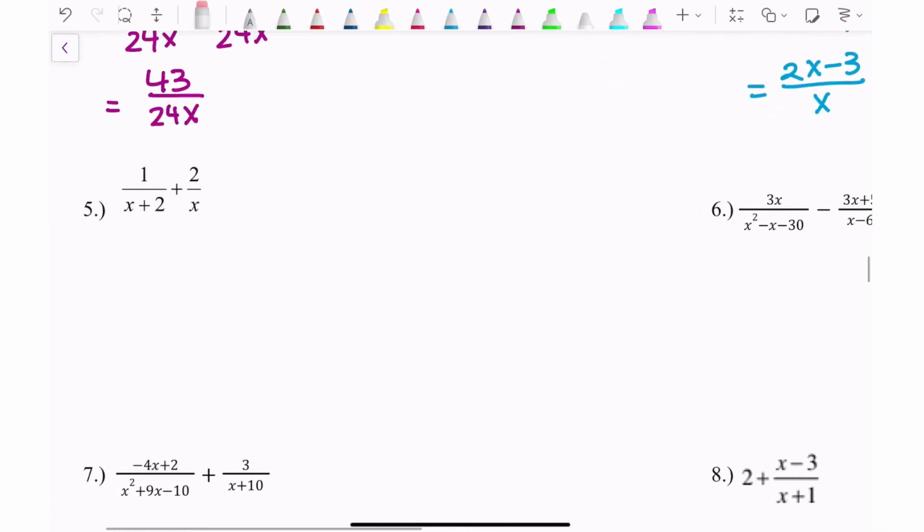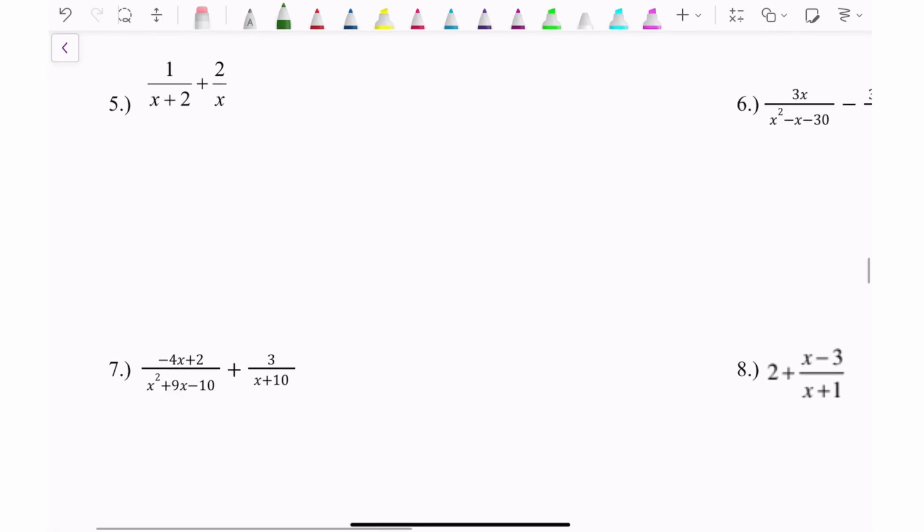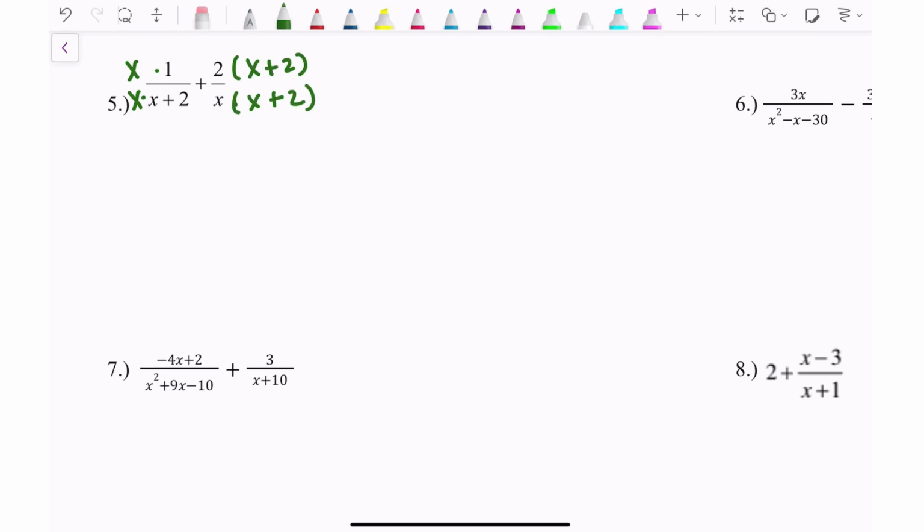All right, let's get into more exciting ones. So here I have 1 over x plus 2 and 2 over x. So I'm going to multiply top and bottom by x here. And then I am going to multiply this one by x plus 2 top and bottom. So when you have a binomial and just one term, the x, the monomial, you're going to want to just take the denominator of the other one and multiply it top and bottom by the other fraction to get a common denominator.